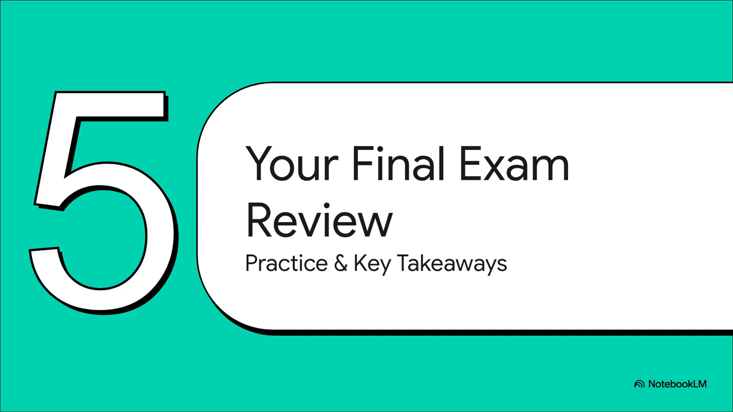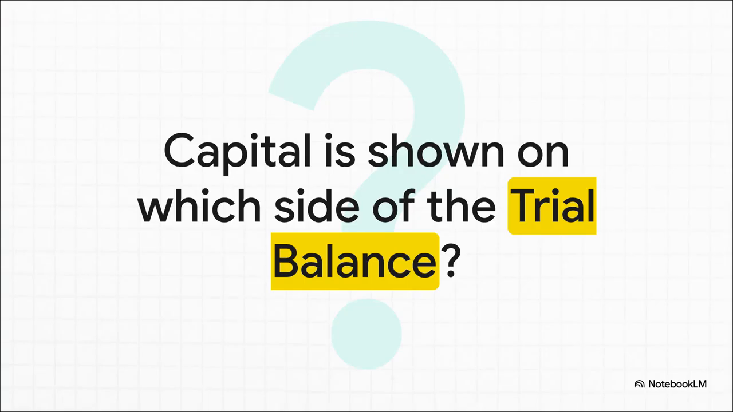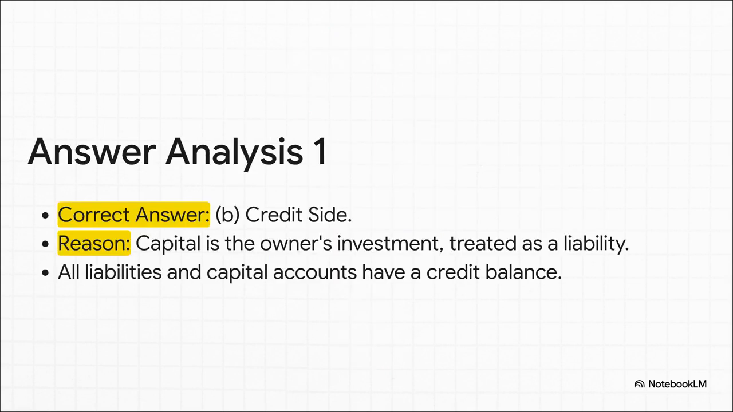Okay, we've covered a lot of theory. Now it's time to put it to the test. Let's work through some exam-style questions to see how well you can apply what we've just learned. All right, first question. Capital is shown on which side of the trial balance? Think back to that golden rule we talked about. Where does capital fit? And the correct answer is B, the credit side.